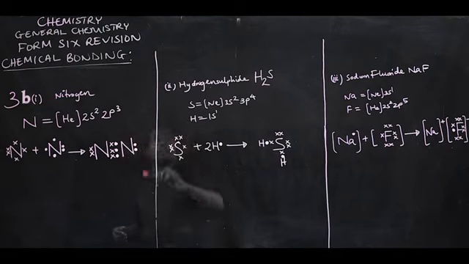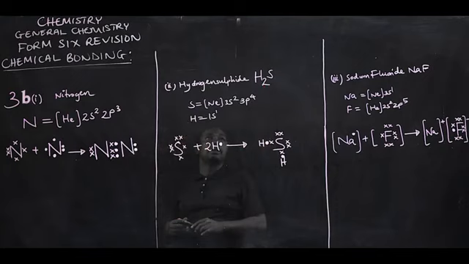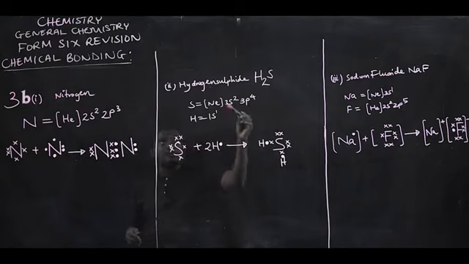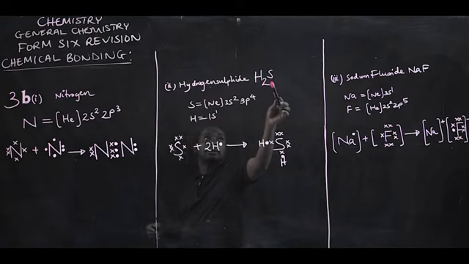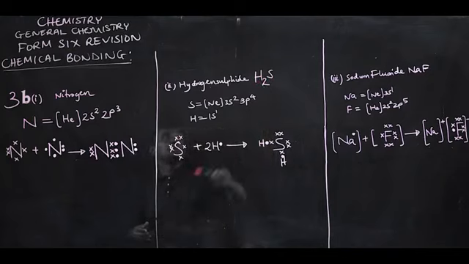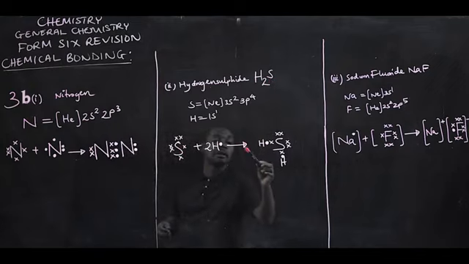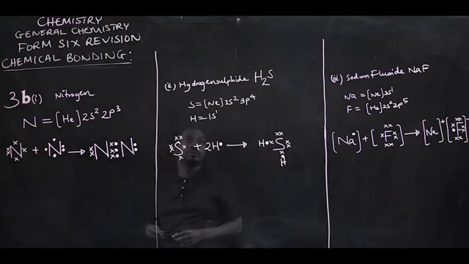For Roman 2, hydrogen sulfide. This is a compound having hydrogen and sulfur. These 2 atoms combine by sharing of electrons. So hydrogen sulfide is a covalent compound, formed by sharing of unpaired electrons.